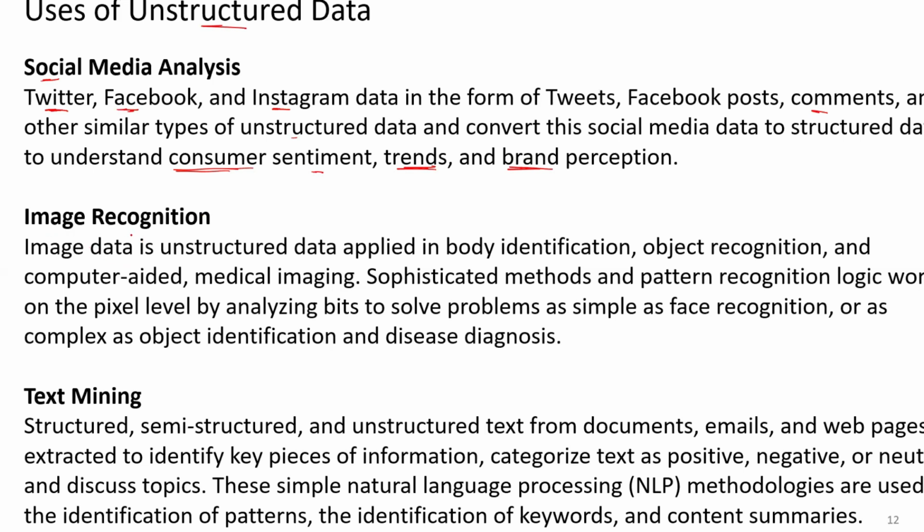Then image recognition. Image data is unstructured data applied in body identification, for example facial identification, object recognition, and computer-aided services or medical imaging. Any sophisticated methods or pattern recognition logic work at the pixel level, analyzing bits to solve problems as simple as face recognition or as complex as object identification.